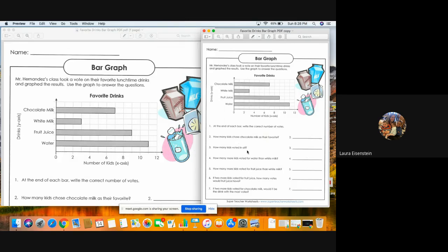How many kids voted in all? So how do you figure this out? So I'm not going to give answers anymore. I'm just going to talk about strategies. How do we figure this out?